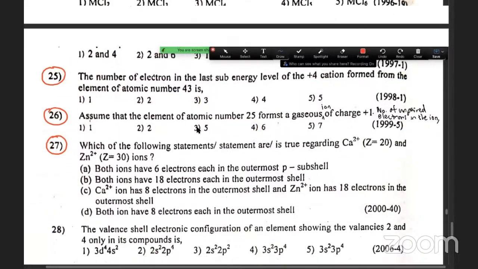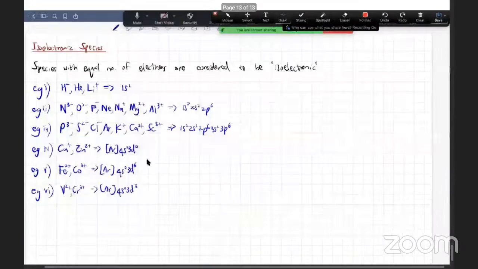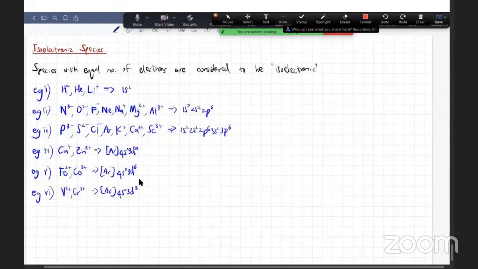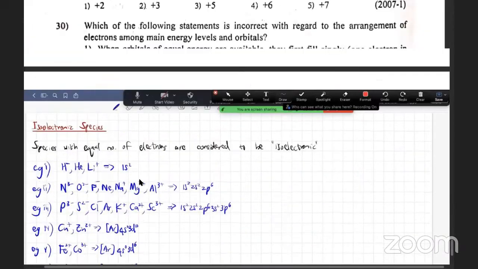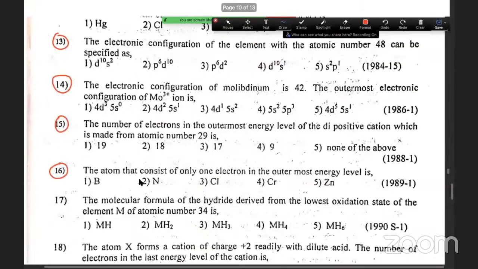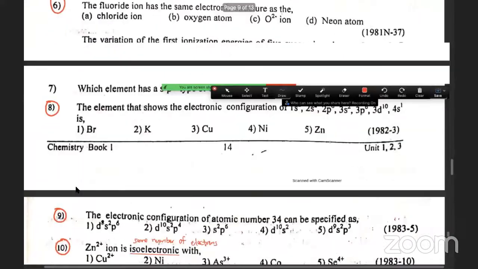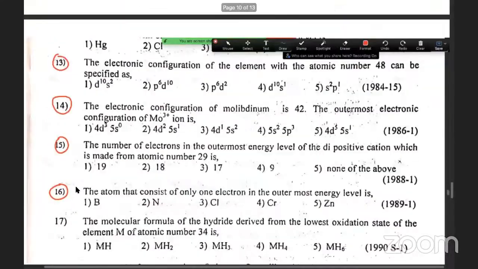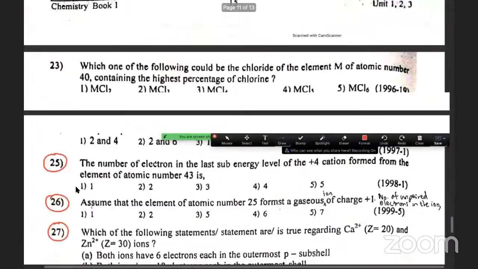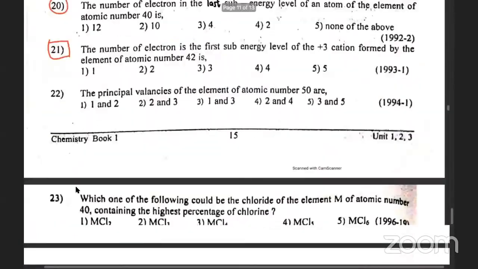Right, is that all we were supposed to try? Yes, that's all we were supposed to try. And here we have included those isoelectronic species, last week's theory class. Okay, fine, that's it. So how many questions did we try? I can see 5, 6, 7, 8, 9, 10, 11, 12, 13, 14, 15, 16, 19. Not bad. 19 MCQs. Right.